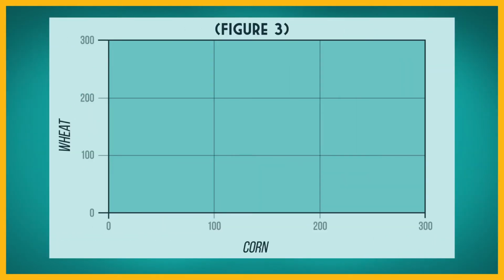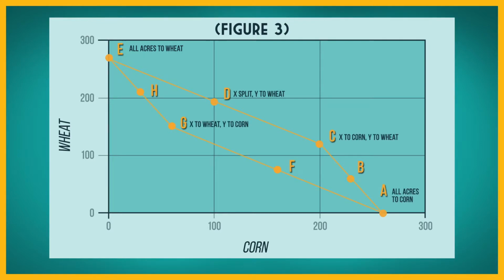Figure 3 contains both Figure 1 and Figure 2. Remember, A, B, C, D, E shows combinations when the economy allocates X to wheat only after using all of its Y for wheat, and A, F, G, H, E shows combinations when the economy allocates Y to wheat only after using all of its X for wheat.